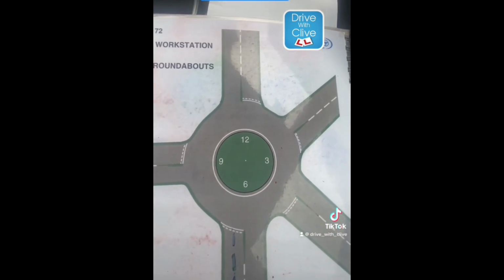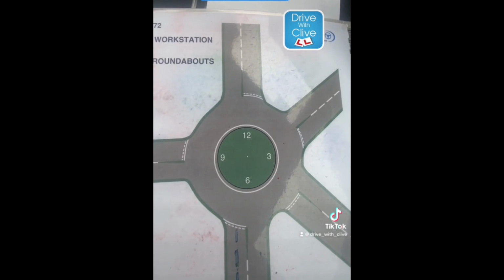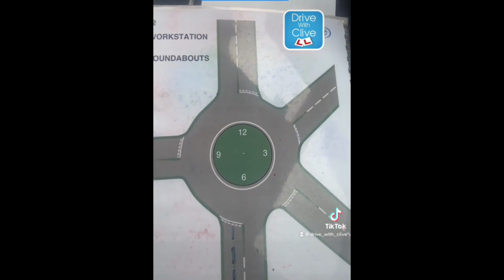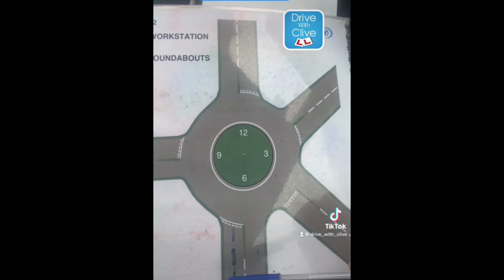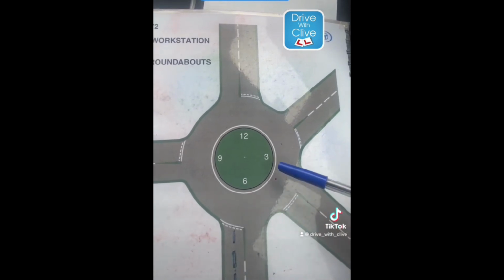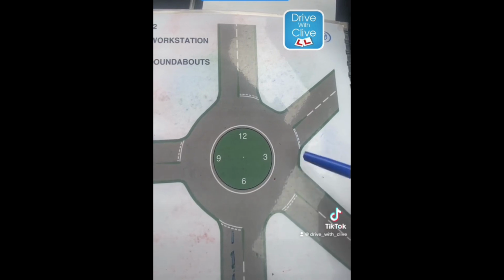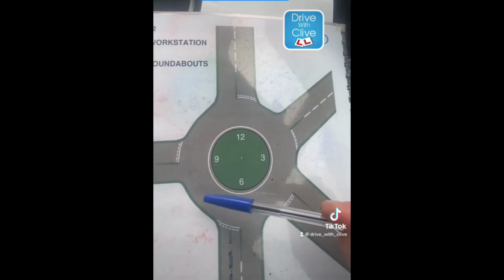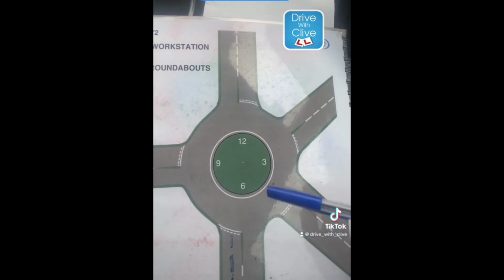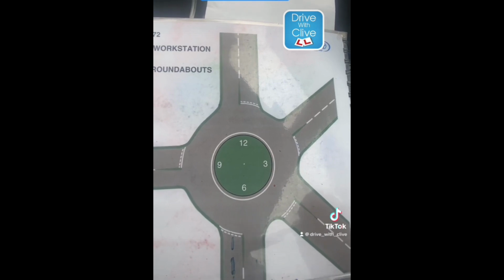Now there's another rule for right of way. So if you're approaching the roundabout, you have to look to the right hand side of the roundabout into this area here, and you have to yield to anybody coming across towards you this way. So you have to yield to traffic coming from the right and traffic already on the roundabout.